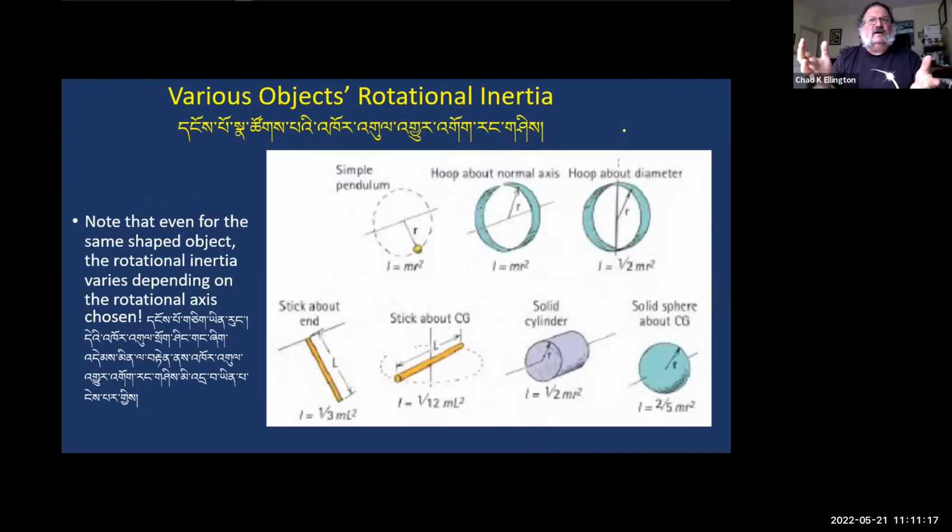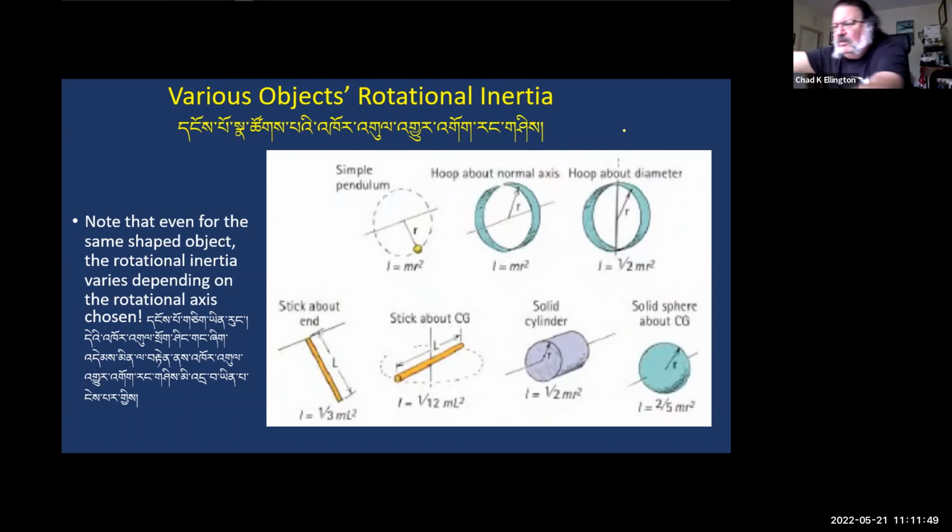So here's a table that shows the rotational inertia or the moment of inertia for lots of different objects about different axes, rotational axes.